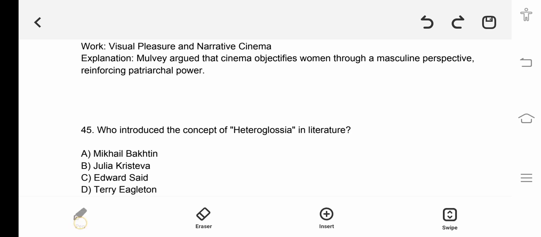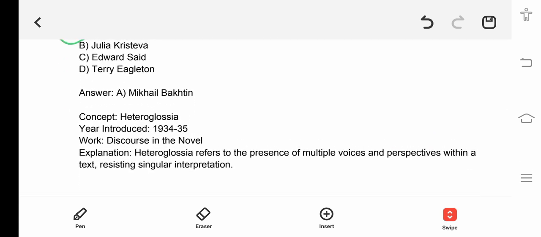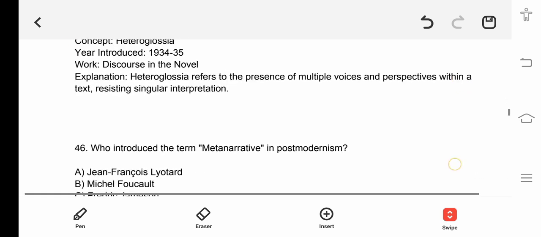Okay. So the answer you must have guessed. The correct answer is Mikhail Bakhtin. Heteroglossia, 1934 to 1935, this concept was given in the work Discourse in the Novel. Heteroglossia refers to the presence of multiple voices and perspectives within a text, resisting singular interpretation. Do not miss Mikhail Bakhtin. Many concepts appear in all exams. Let's move on to the next question.